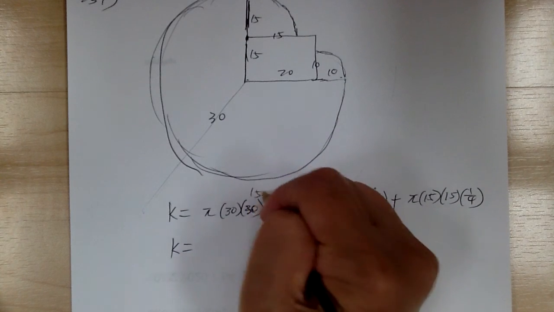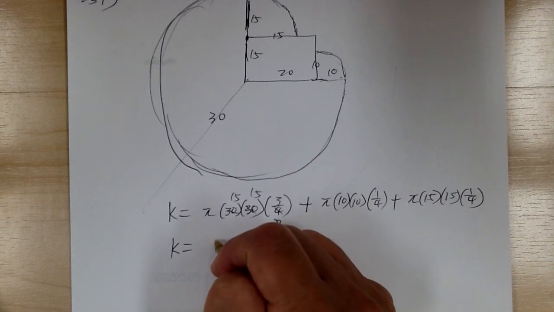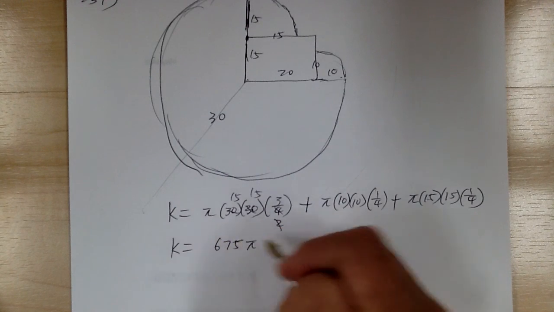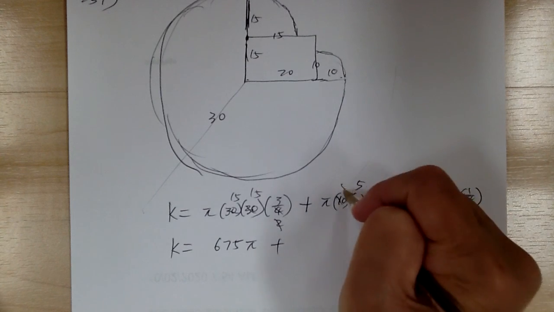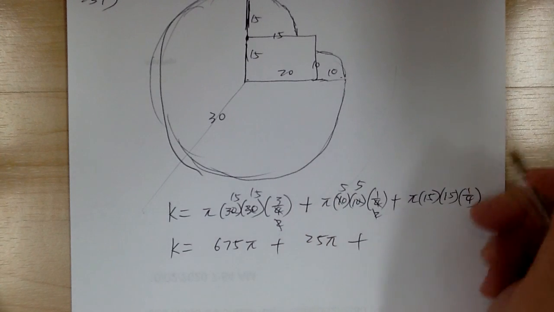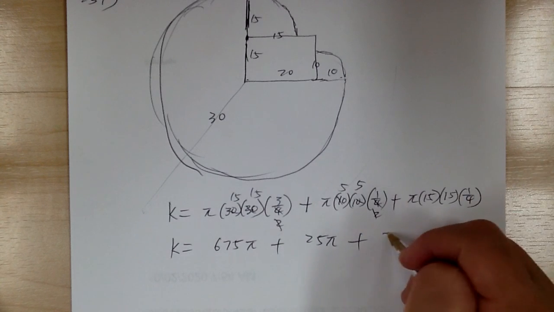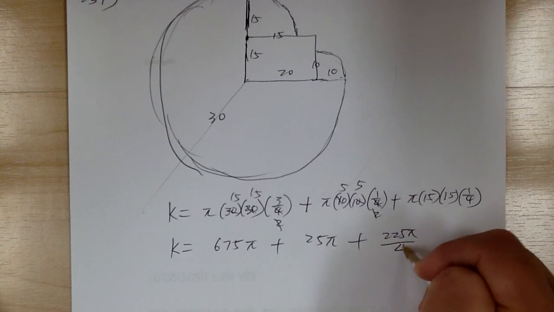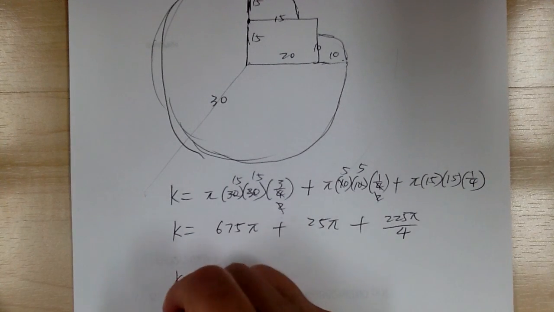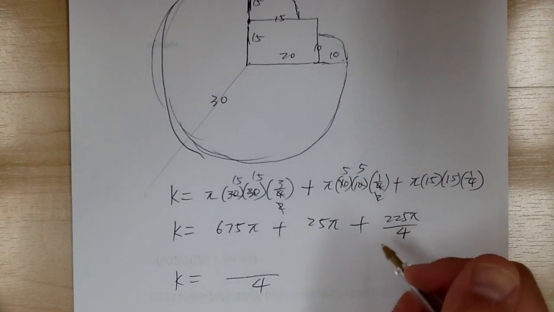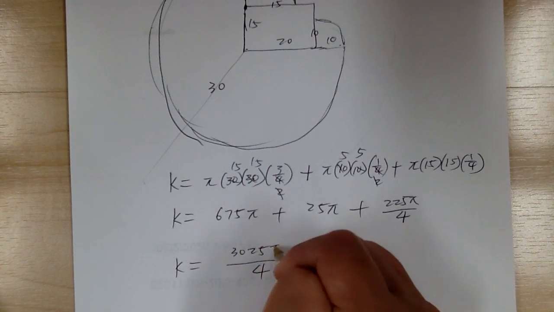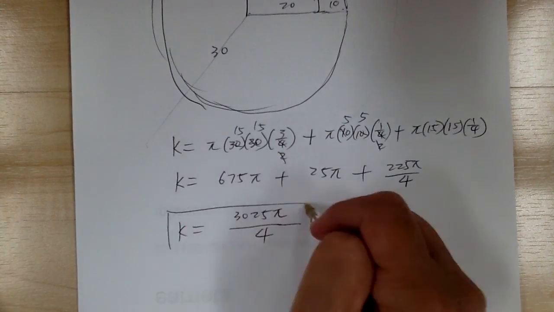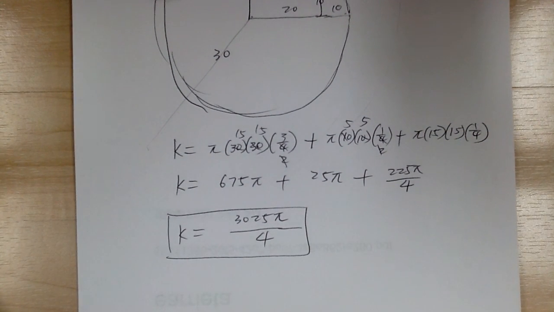So cancel. So this would be 675 pi, and this one cancels, it would be 25 pi, and this one doesn't cancel anything, so it would be 225 pi over 4. And if you put everything over 4, if you add all this together, you end up with 3025 pi over 4. Okay, let's go to 258.